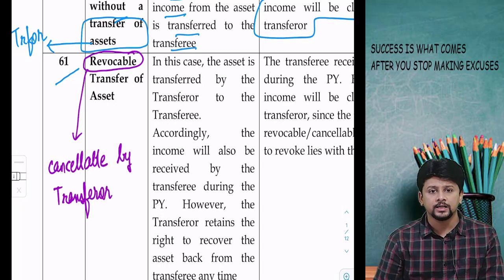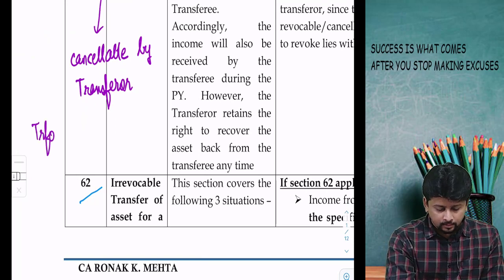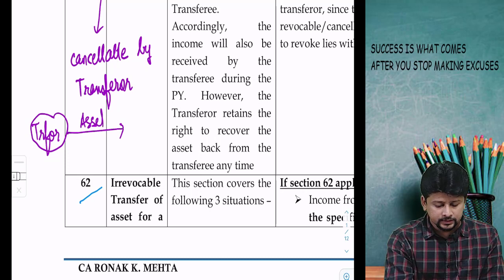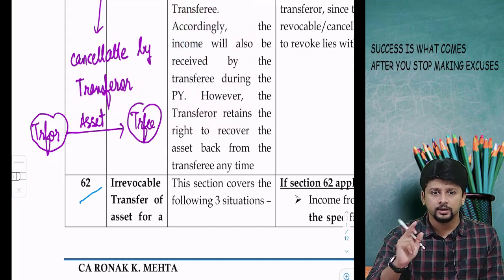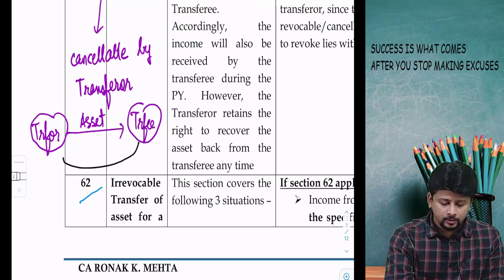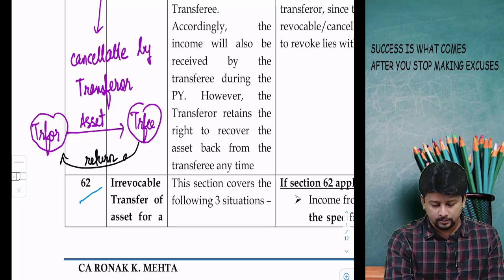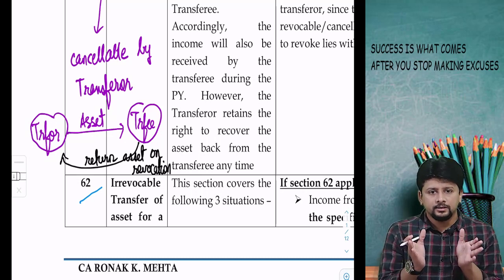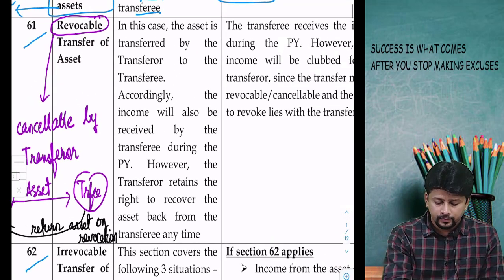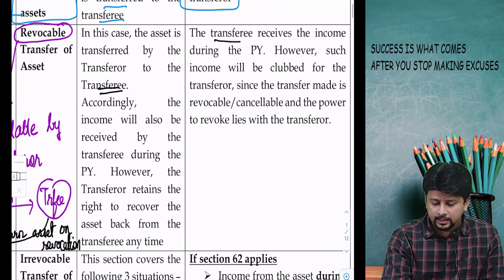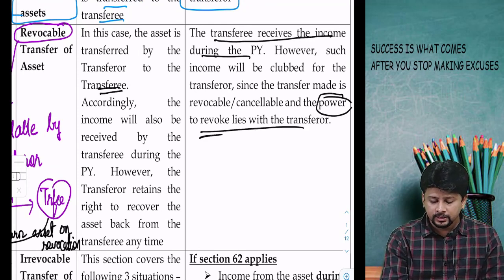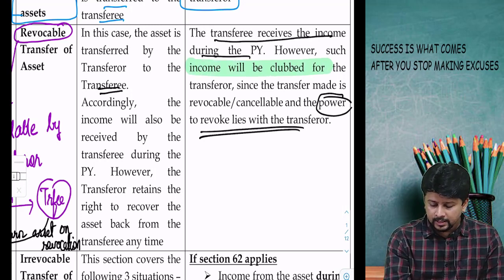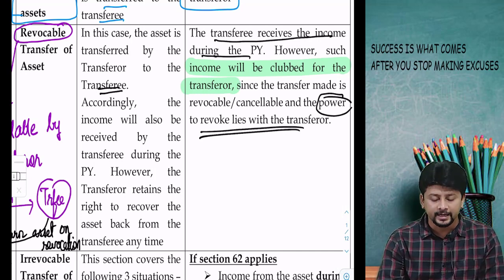The transaction can be cancelled by the transferor, which means what will happen is that originally the transferor is transferring the asset to the transferee, but because the power of revoking, cancelling is with the transferor, at any given point of time, the transferee might have to return the asset back to the transferor when that revocation happens. So in this situation, the asset is with the transferee, so the transferee receives the income from that asset during the year, but the control of that asset is with the transferor. The power to revoke lies with the transferor, and therefore the income will be clubbed for the transferor. Even though he has not received it, he will be paying tax.